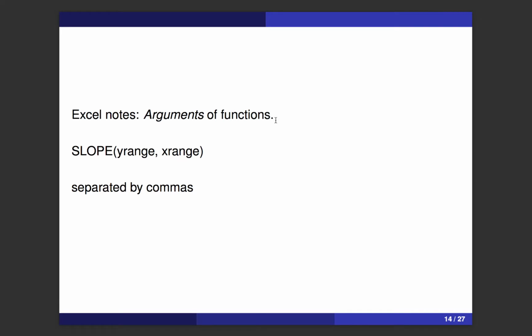So when you have an Excel function or formula, the items that go in the parentheses are called arguments. Okay, so arguments are, for the slope function, we have 2 arguments, and they're separated by commas. So formulas have 1 or more arguments.